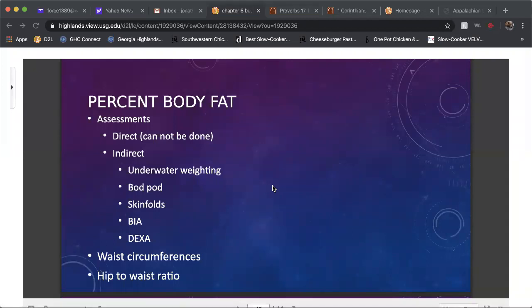And the reason for that is fat is less dense than muscle. Fat is less dense than muscle. And so what that means is a pound of muscle might fit in your hand pretty easily. Like it would fit in your hand, you'd be able to hold on to that. But a pound of fat might be much, much bigger than your hand. So it physically takes up more space. And that's what the BOD pod assumption is based on.